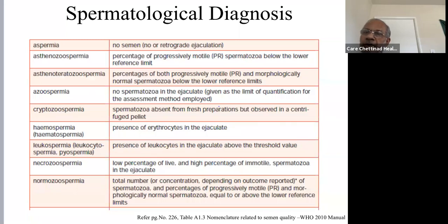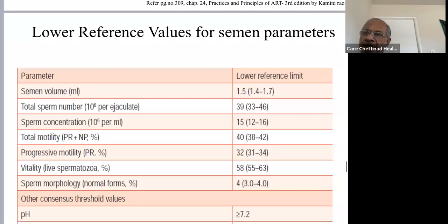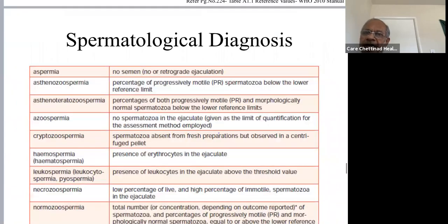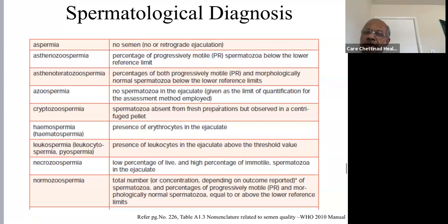I just want to look at this slide again. This is based on WHO parameters. WHO parameters have come under a lot of critical evaluation today. We will not go into that now because that's another big talk by itself. If you believe in WHO reference values, asthenospermia has reduced sperm motility, asthenoteratospermia has reduced motility and more abnormal forms. Azoospermia is absence of sperm in the ejaculate. Aspermia is absence of ejaculate.